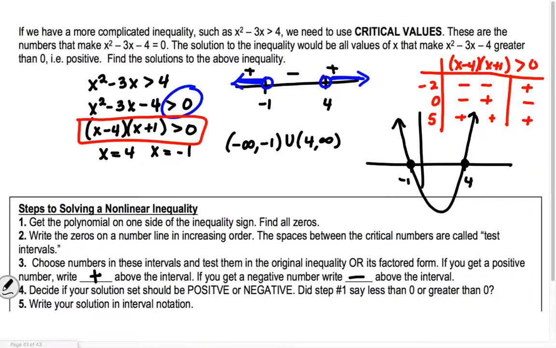Decide if your solution set should be positive or negative. Is it greater than 0 or is it less than 0? Did step number 1 say greater than 0 or less than 0? Write your solution in interval notation.